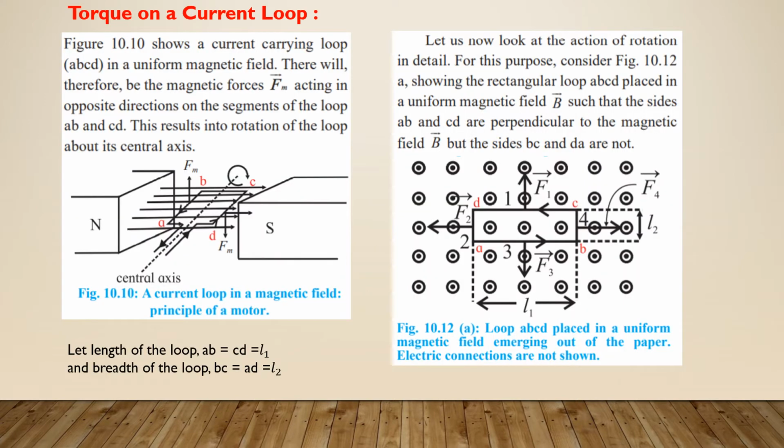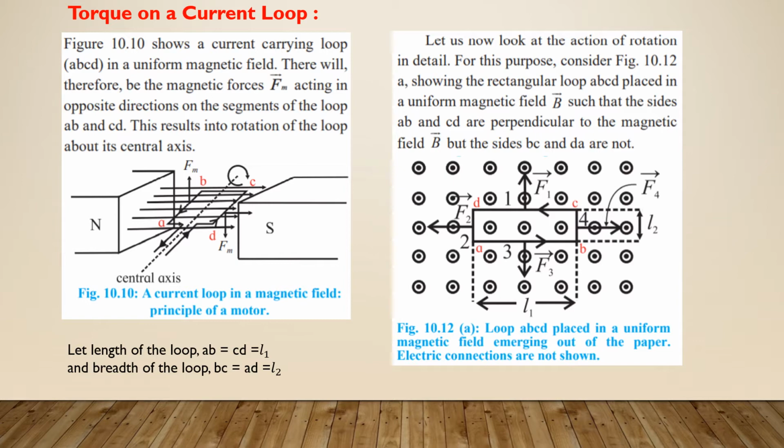To determine the torque acting on a current loop, consider a rectangular current loop ABCD with sides L1 and L2 placed in the uniform magnetic field B bar in such a way that the segments AB and CD are perpendicular to the field. Initially, let the plane of the loop be parallel to the field.